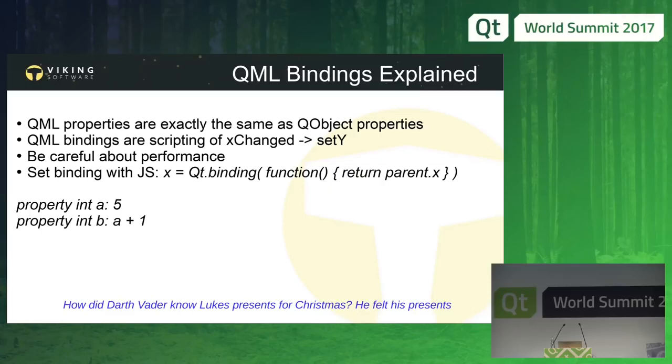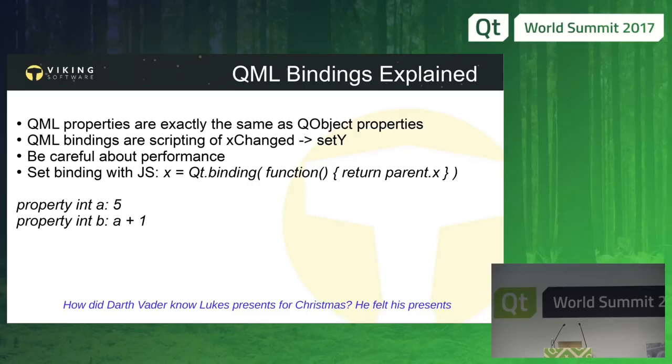So, bindings are from one property to another. And we have a couple of properties at the bottom there. This is your first QML code, the first you've seen. Don't worry, it's not going to hurt you. But so the idea is you have some integers here, and A is 5, and B is A plus 1. Now, if A changes, then this value is propagated to B, so B changes automatically. That is called a binding.